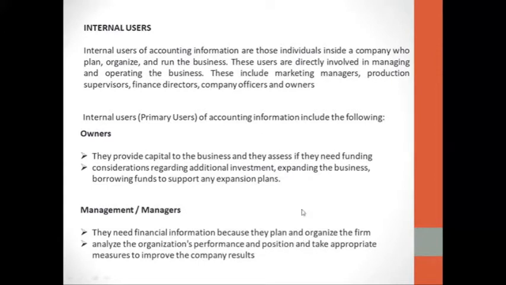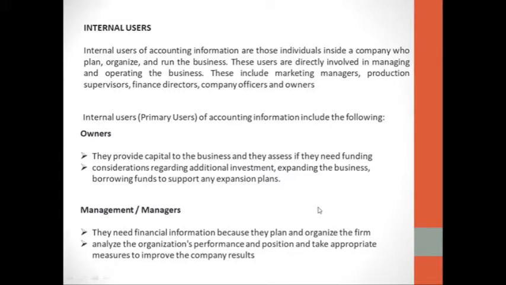And we also have the managers or management. They need financial information because they plan and organize the firm. They analyze the organization's performance and position and take appropriate measures to improve the company's results. So they also need accounting information for decision making. So owners and managers are both internal users that will be making the decisions for their company.